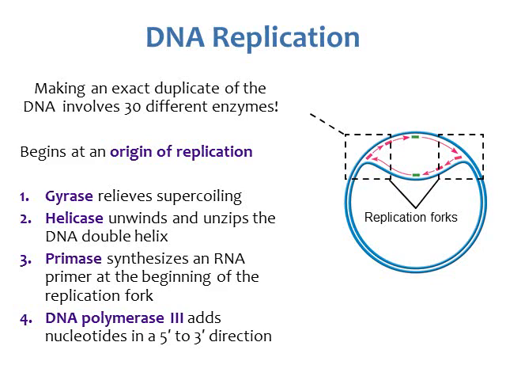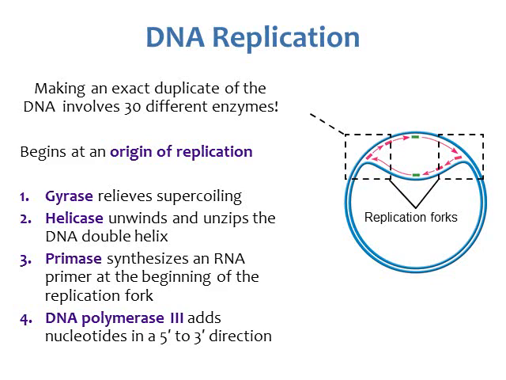After the gyrase relieves the coiling, you have another enzyme called helicase. So this is the second one. Helicase is going to unwind and unzip your DNA double helix. So helicase is going to separate the 2 complementary strands from each other. So we're separating those 2 blue strands from each other.